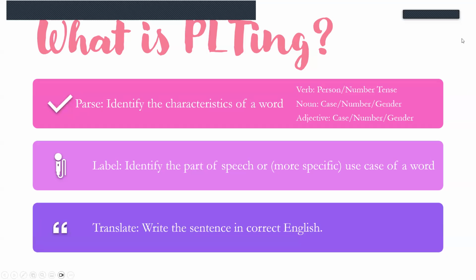So first, what is parse label translating? Or we affectionately call it PLTing. Well, it has 3 parts. The first is to parse. Parsing means identifying the characteristics of a word. So for a verb, that means person, number, tense. For a noun, that means case, number, gender. For an adjective, that also means case, number, gender. Labeling identifies the part of speech, or more specific, use case of a word. And then translating is writing the sentence in correct English. And these do need to be done in that order.